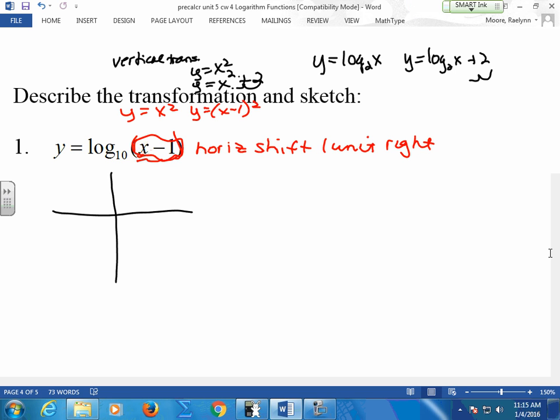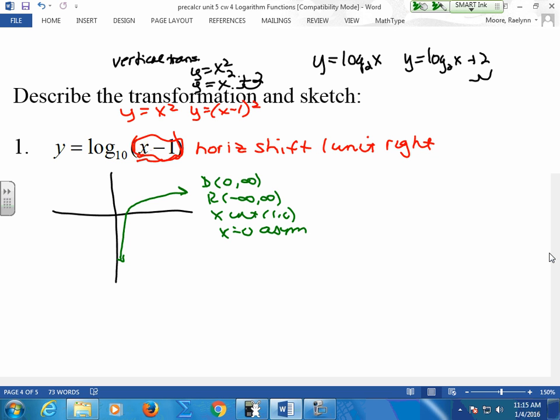We start with your core graph. Log base 10, it just kind of hugs the graph a little bit closer, but we're okay with just making a sketch. We talk about your regular attributes, domain, range, x-intercept this time, and x equals 0 as your asymptote. Okay. When we do your transformation and we shift this guy 1 unit to the right, this little (1, 0) is going to now be (2, 0). It moved to the right.